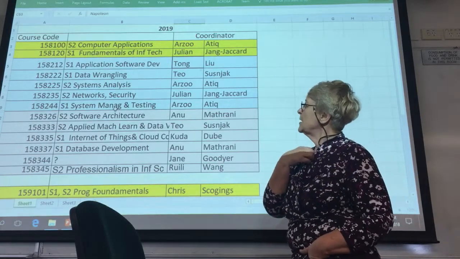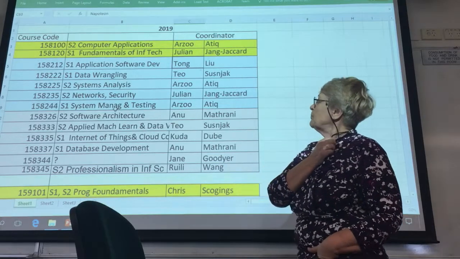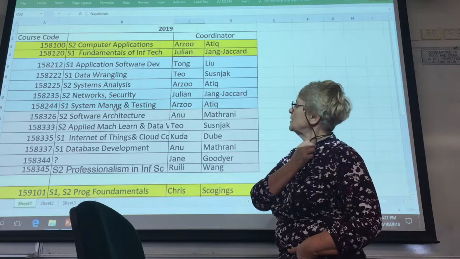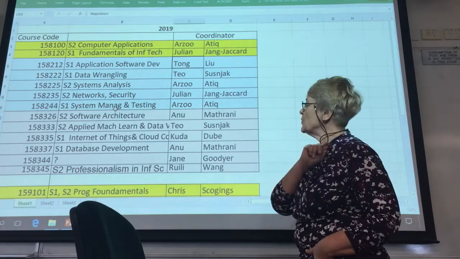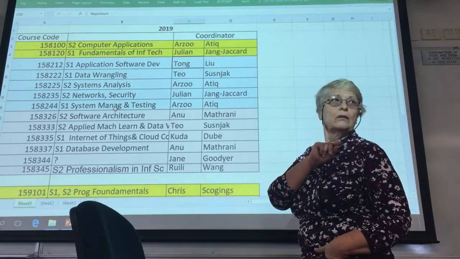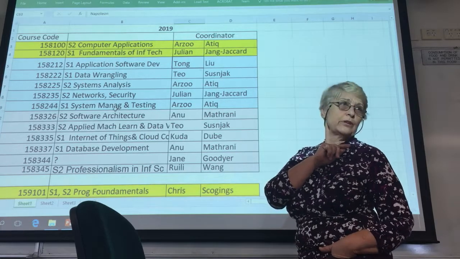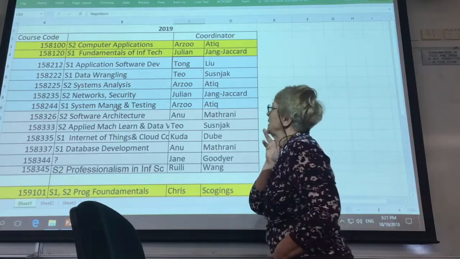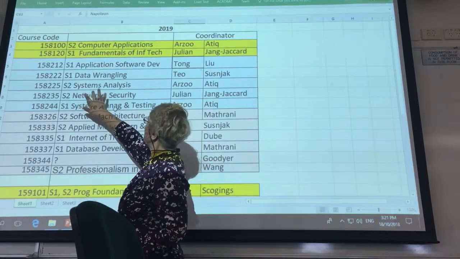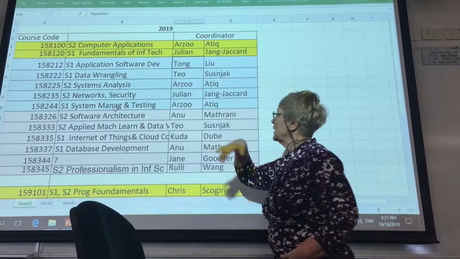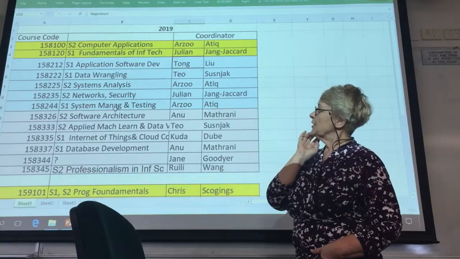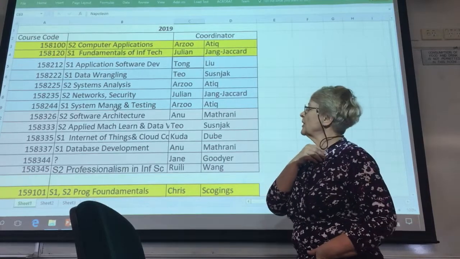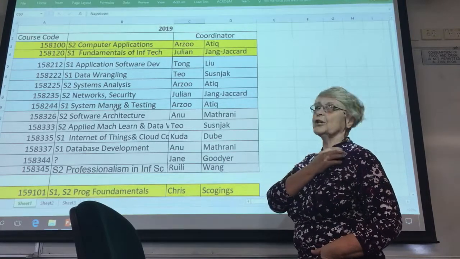System analysis. I don't know what languages they use. It's object-oriented modeling, UML and stuff like that, you're right. It's called system analysis. Networks and security, Julian is teaching that, and Human is doing the tutorials for networks and security.